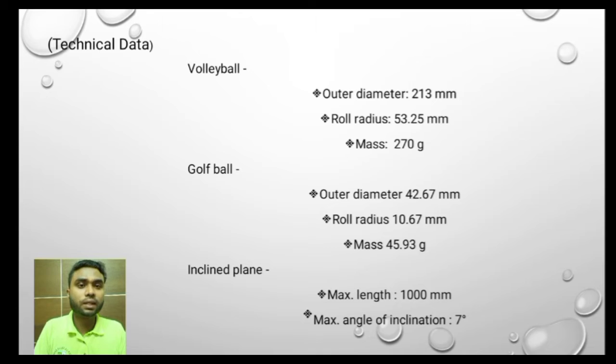Then for some technical data, the volleyball is measured with an outer diameter of 230 mm, a roll radius of 53.25 mm, and a mass of 270 gram. The golf ball has an outer diameter of 42.67 mm, a roll radius of 10.67 mm, and a mass of 45.93 gram. Meanwhile, our inclined plane, which is the wooden plank, has a maximum length of 1000 mm, which is 1 meter, and a maximum angle of inclination of 7 degrees.